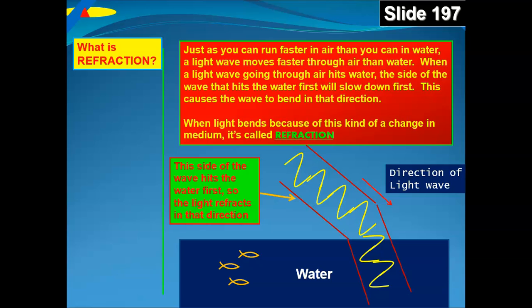Okay, so that causes light to bend. An example of this would be sticking a pencil in a glass of water. If you look at the pencil from certain angles, it looks like it's bent or broken or in two different places, and that's because of the refraction of the light.